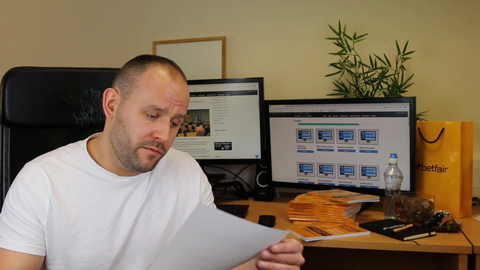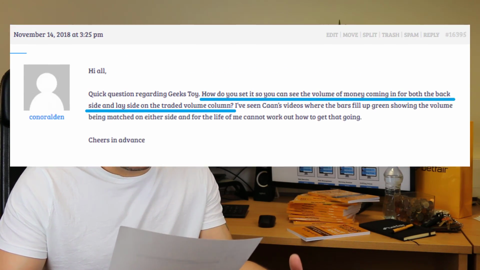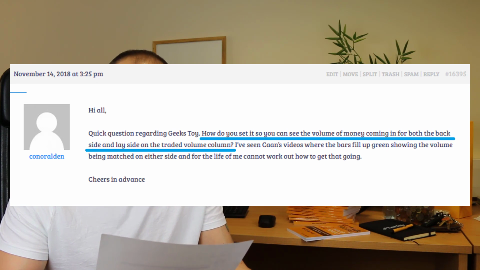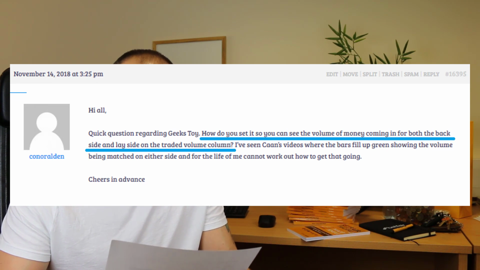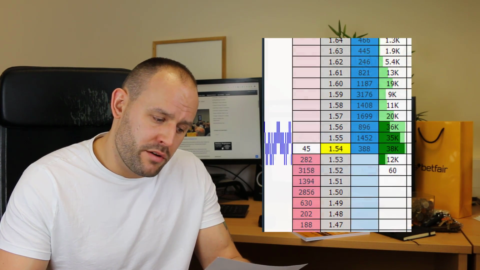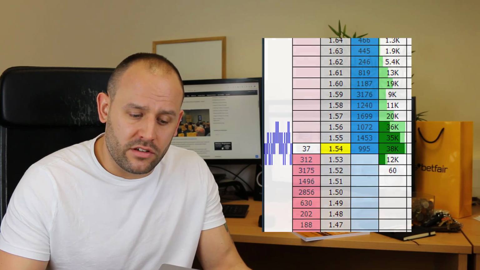So I've got the question here, submitted from Conor, and it says, quick question regarding Geeks Toy. How do you set it so you can see the volume of money coming in for both back side and lay side on the traded volume column? I've seen Caan's videos where the bars fill up green, showing the volume being matched on either side, and for the life of me cannot work out how to get that going.